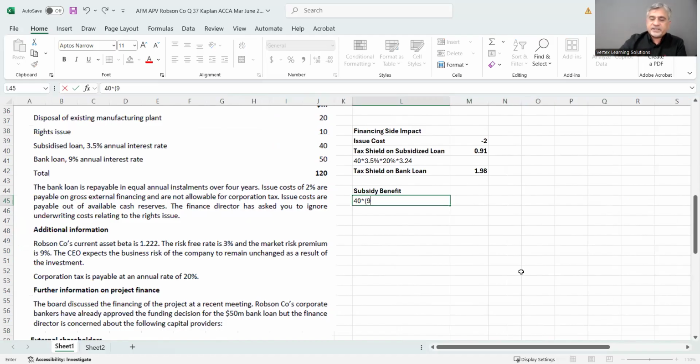Market rate is 9%, but the government is offering you at 3.5%. So this is your benefit, 40 million into 9% minus 3.5%. You can call it 40 million into 5.5%. So that's your saving on interest. But all of that is now that's a benefit. So all of that is your saving?